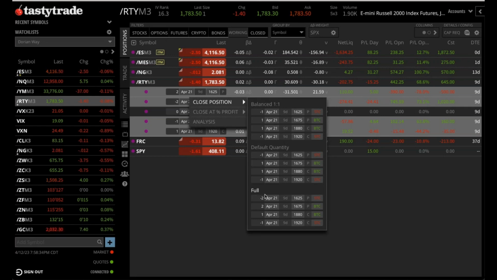Full is indicating 2 on the put side and 1 on the call side. But balance is basically saying, okay, you're trying to take it off in a balanced way. Right? So 1 and 1. Okay? And default is always going to be 1 and 1. It's always going to just be one contract. That's the default quantity on TastyTrade.